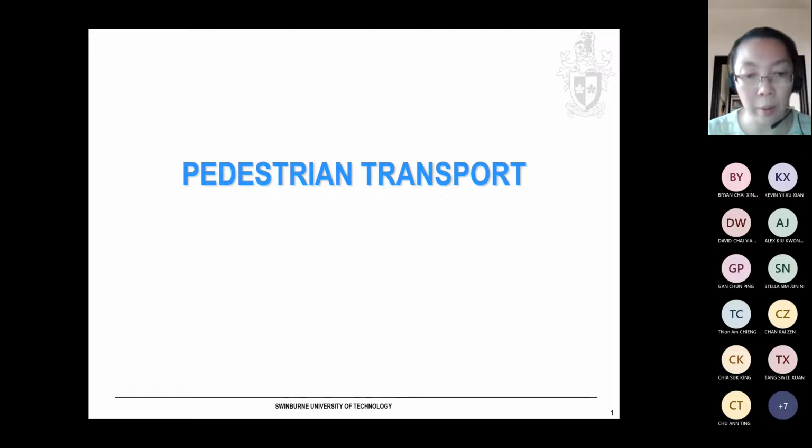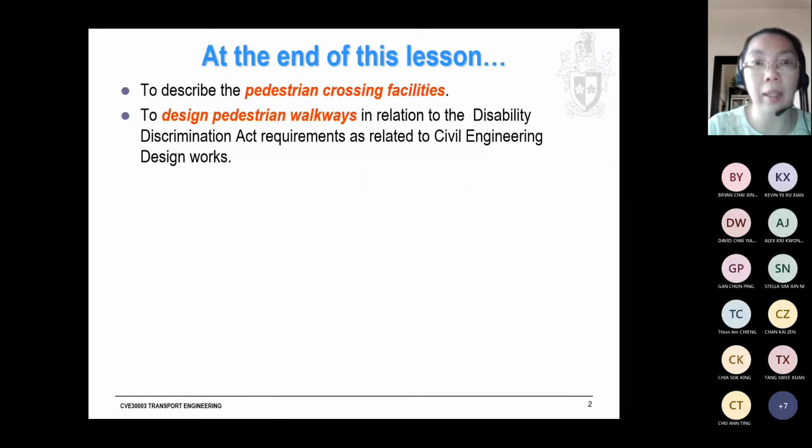All right. So this topic is a very short topic, and it's an independent topic on its own, but we felt that it's important to include this because we need to think of all our road users, including the vulnerable ones like pedestrians. Okay. So then we look at this.